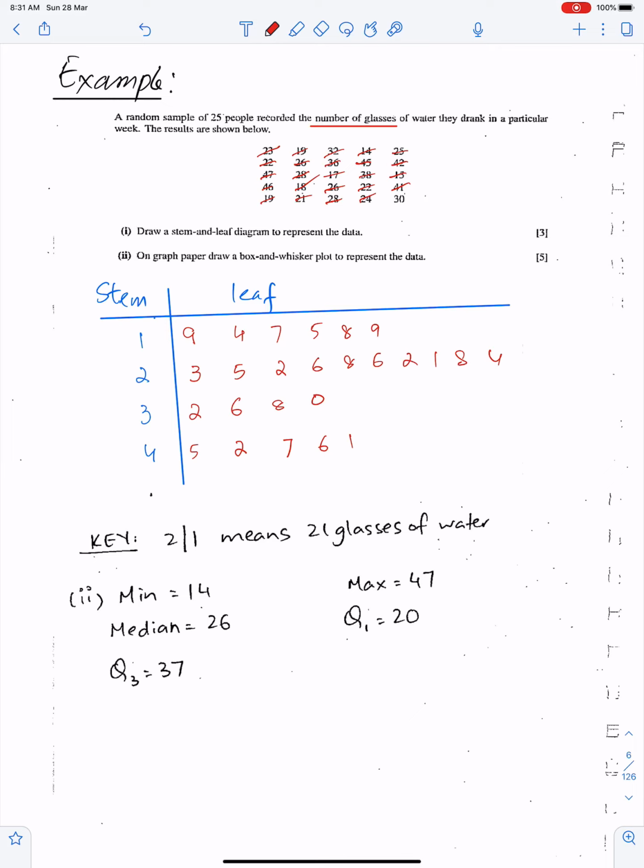But you have to arrange the numbers in ascending order. And this is the fastest way. So first write the numbers, let's suppose here. You can write the numbers anywhere. 4, 7, 5, 8, 9. Then the second row is 1, 2, 2, 3, 4, 5, 6, 6, 8.